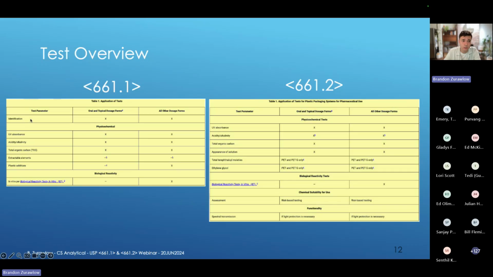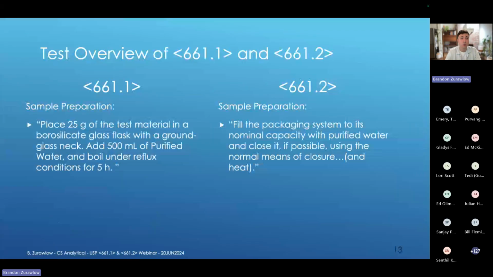So identification, IR and DSC are included under 661.1 because that is specific to a material. And by that same token, something like functionality is included under 661.2 because something like spectral transmission is going to be dependent not only on the material, but also on the final shape and form of that bottle, for example. However, a lot of these tests are essentially evaluating the same thing on that extract. So functionally, what is the difference? And that entirely boils down to sample preparation.